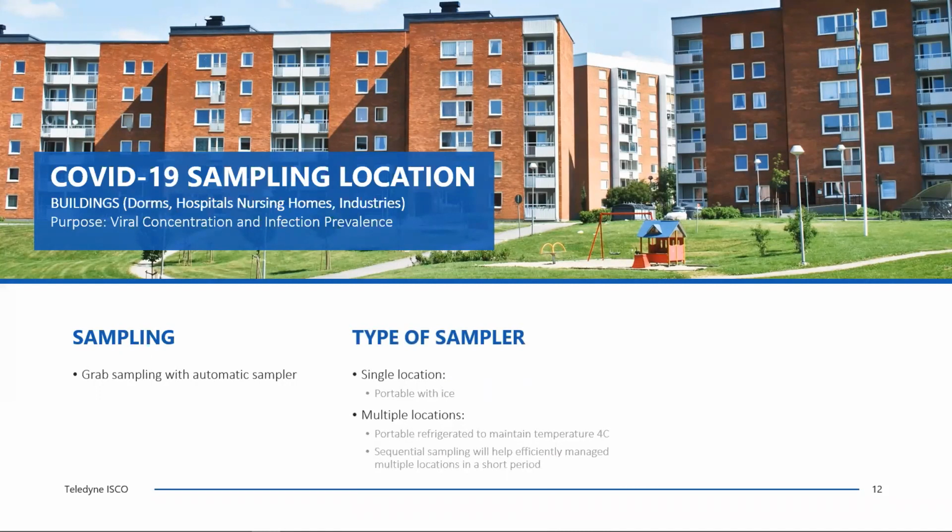If one is going to multiple locations, a portable refrigerated sampler is another option to consider. And also sequential sampling will help effectively manage those multiple locations for those short periods of time, where each bottle, as one is moving from site to site, would represent that location. Typically, the frequency of monitoring would be twice a week per location for viral concentration. One could include multiple grab samples over a period of time to determine infection prevalence.